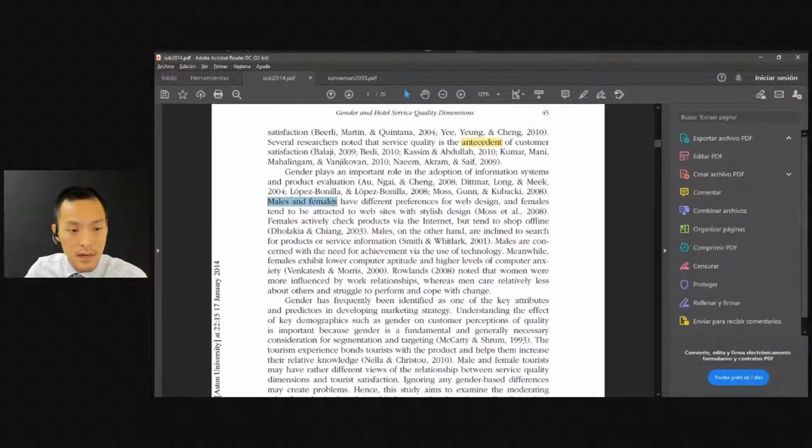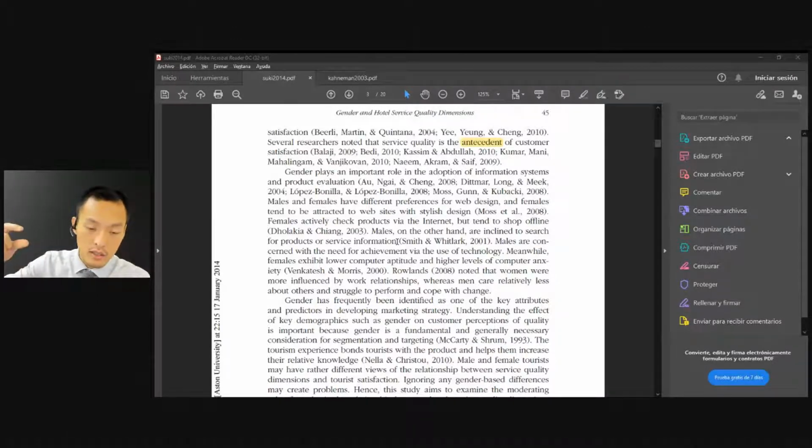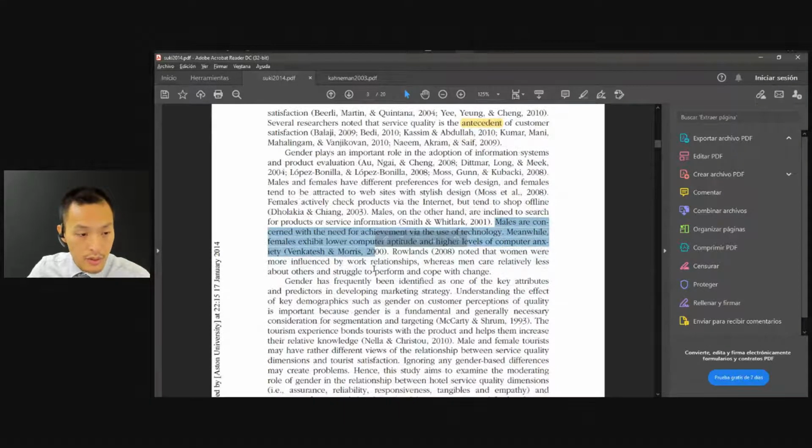And then he moved on to say males and females have different preferences for web designs, and females tend to be attracted to websites with stylish design, and males, on the other hand, are inclined to search for service and product information, right? So he's saying gender can affect customer satisfaction greatly, and males and females are different, basically. So here's another example about computers, which I will not go into. And then this is work relationship, that males and females are different, basically.